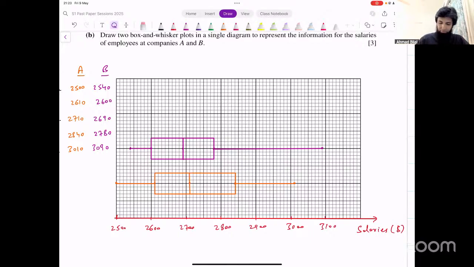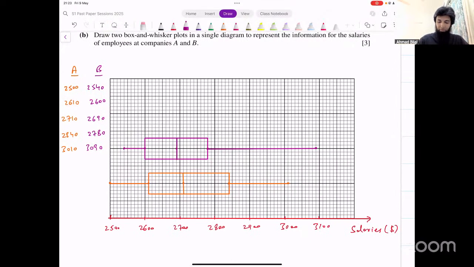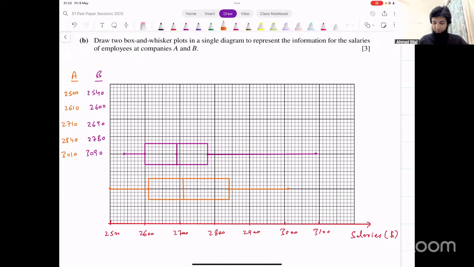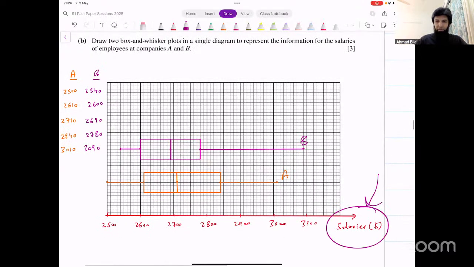And now you have to label them appropriately. Labeling is important. Otherwise, again, you can lose marks. You'd say this is A and this is B. On the horizontal axis, you should have proper labels. This is salaries. Okay. Let's move on to the next part.